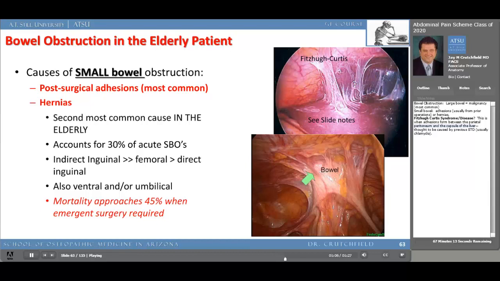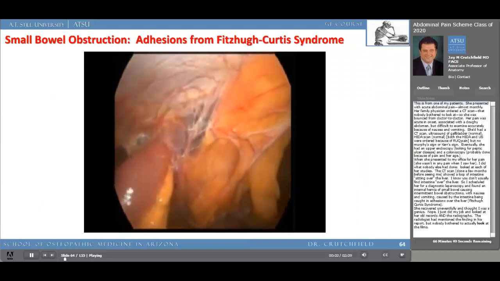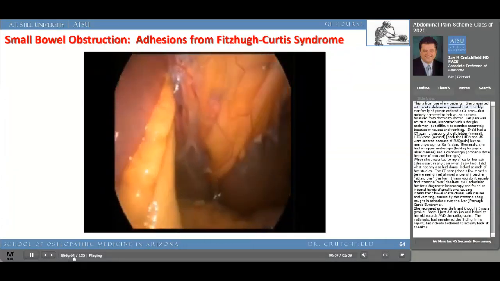nausea and vomiting. She'd had the CT scan as mentioned, an ultrasound of her gallbladder, which was normal, a HIDA scan, which was normal. Both the HIDA scan and the ultrasound were ordered because of the right upper quadrant pain she was complaining of, but no Murphy sign or Kerr sign. Eventually, she had an upper endoscopy, looking for peptic ulcer disease, and a colonoscopy, probably done because of her pain and of her age.